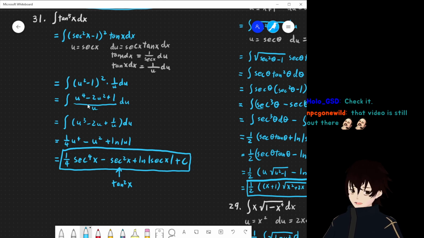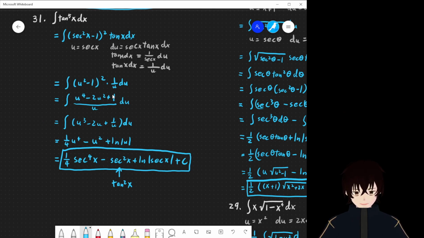Just double checking. 1 over 4 secant to the power 4 x minus tangent squared x plus natural log of secant x. Alright. If they get the solution wrong on a video, downvote it. Unless they remove the downvote button like YouTube did.